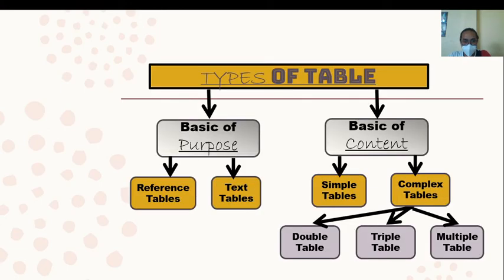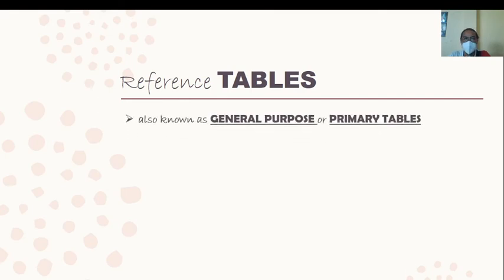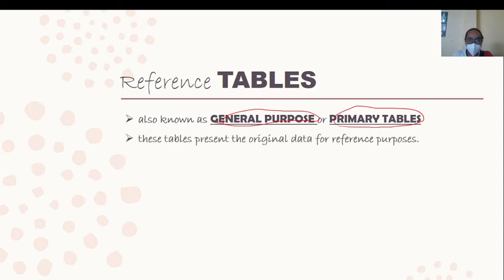Here, the first i-discuss natin is yung basic of purpose, yung reference table. Ano ba yung reference table? Also known as general purpose or primary tables. This table presents the original data for reference purposes. Kaya tinawag siyang reference table. Original data. Present the original data for reference purposes.